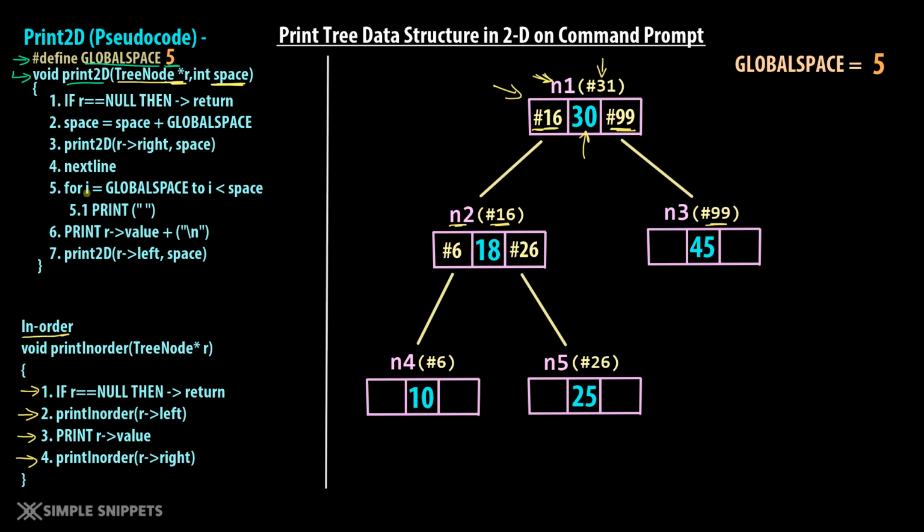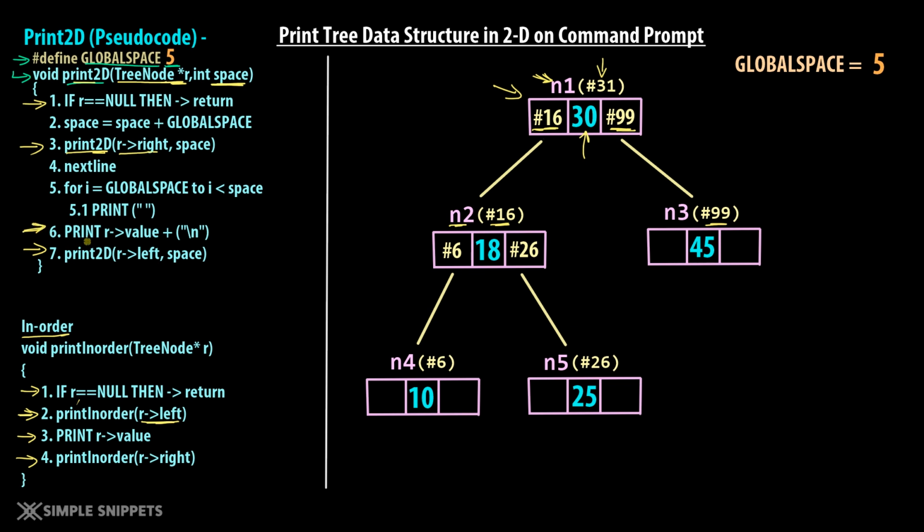Now, similar to these 4 steps, in the print2D function, just observe step 1, step 3, step 6 and step 7. Step 1 is the exit condition: if r equals null, then return. It is exactly the same as step 1 in print inorder. Step 3 is recursively traversing r of right, and of course the space variable is extra. This is a recursive call to print2D itself, but this time we are traversing to the right. In inorder, you can see we are calling print inorder recursively, but traversing to the left.